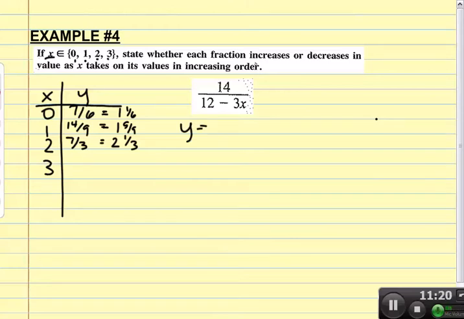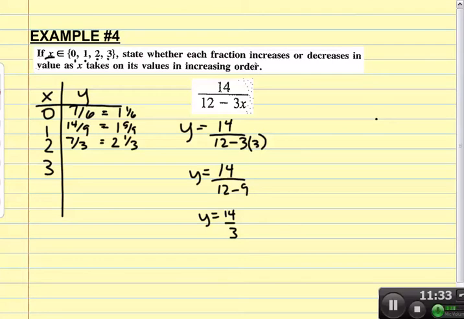Y is equal to 14 over 12 minus 3 times 3. Y is equal to 14 over 12 minus 9. Y is equal to 14 over 3. And what is that? 4 2/3? 14 over 3. So you can see that this thing is getting bigger as the denominator gets smaller, and as those x's get bigger because we're subtracting it from 12. Okay? Good. That's a property we need to keep in our head. As the denominator gets smaller, the value of the fraction gets bigger.